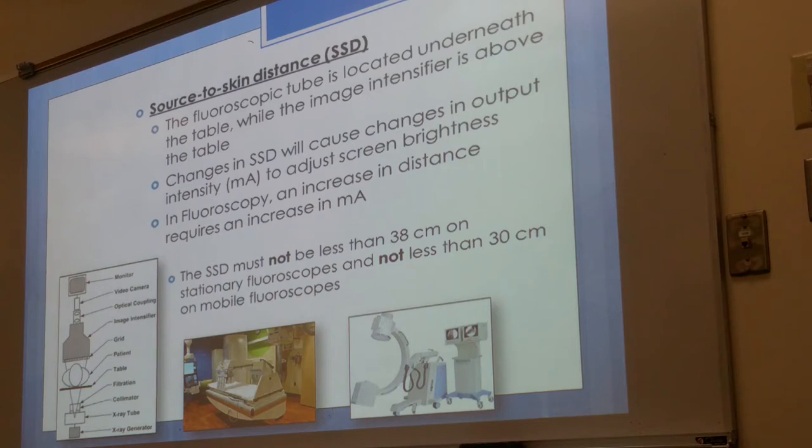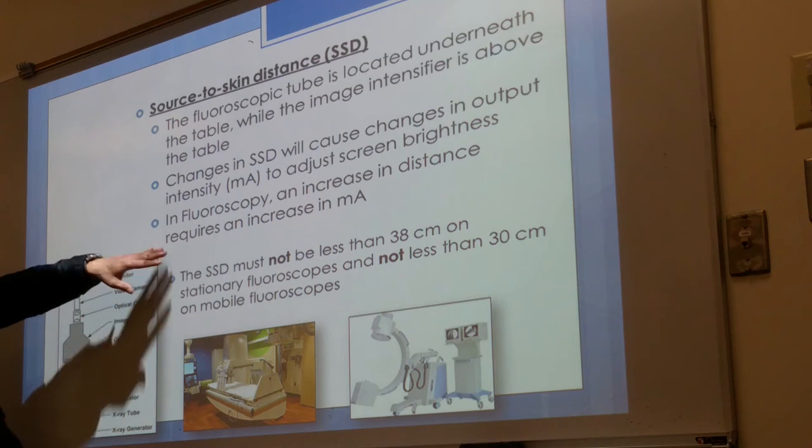Is that making sense? Let's do the opposite. If you're closer, now it's more intense. What's going to happen to your display? Is it going to be too dark or too light? Too dark. So the fluoroscopic unit is going to roll back a little bit on the MA, on the number of X-rays, to decrease the density on your display screen. Okay?